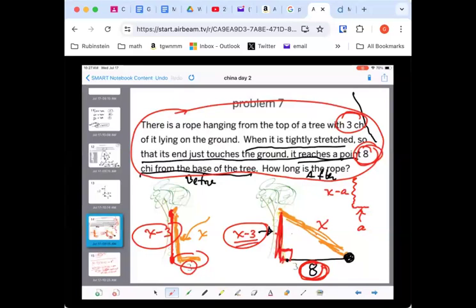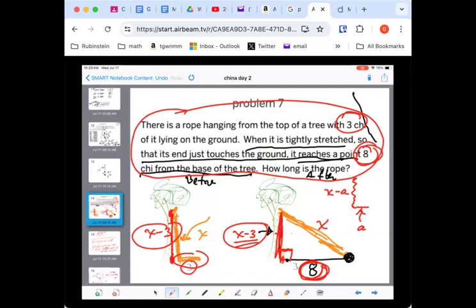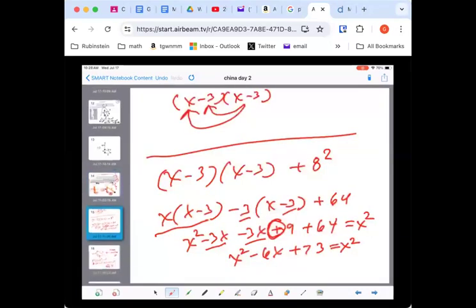Because this question isn't asking about how tall the tree is. It's asking how long the rope is. So the rope includes the piece that's hanging off the edge, and then the rest of it. Here's the solution.